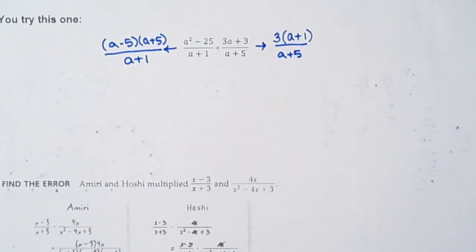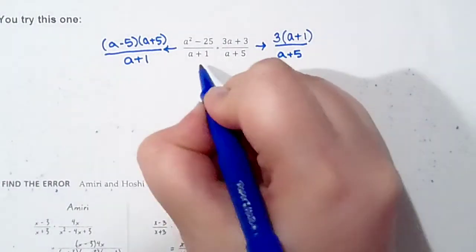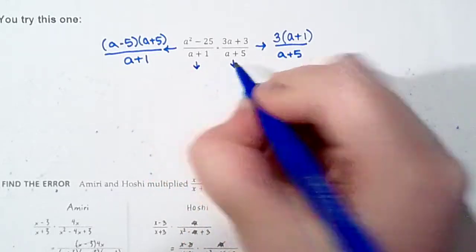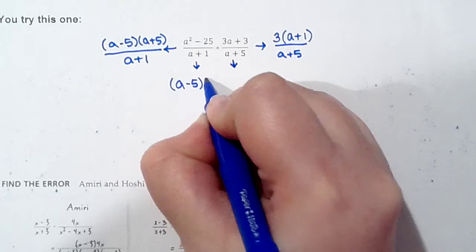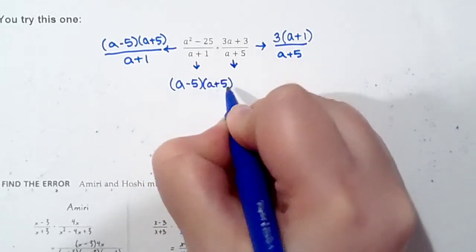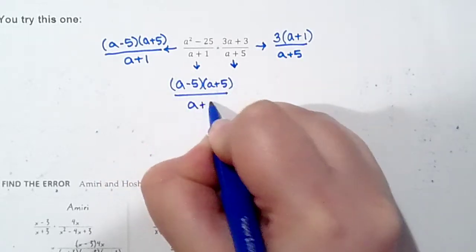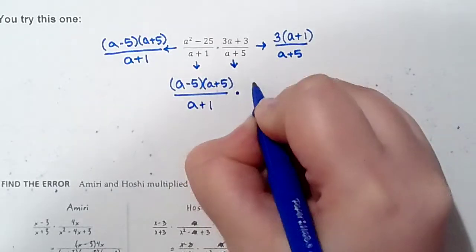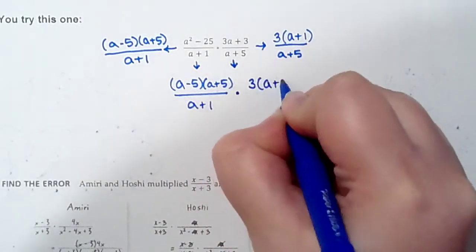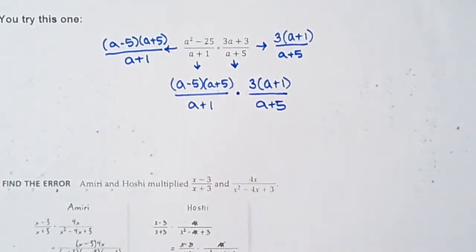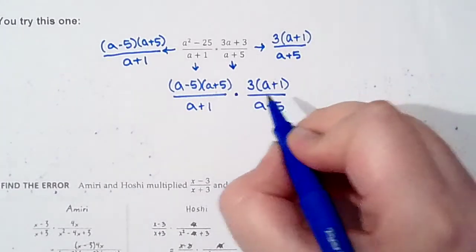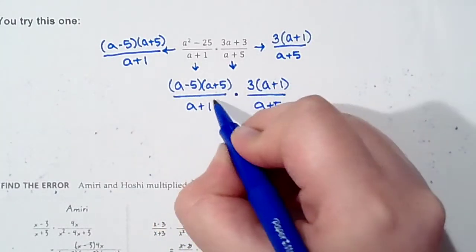Once I have both sides simplified, I like to bring them back together. I like to simplify the entire problem. So I have a minus 5 times a plus 5 over a plus 1 times 3 times a plus 1 over a plus 5. Now that I've got this simplified and it's a little easier to look at, we can start our cross reducing. Right away, I notice an a plus 1 and an a plus 1.